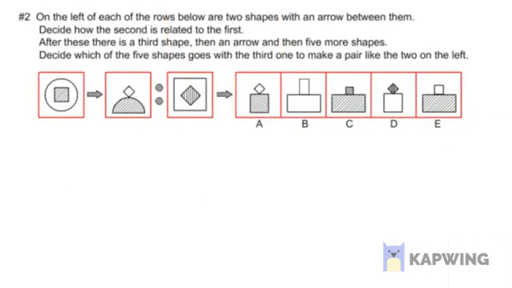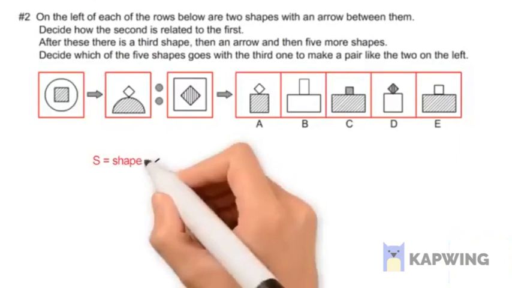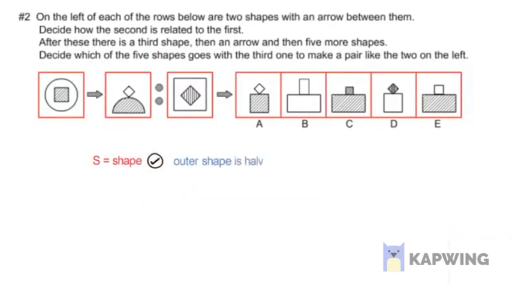Number 2. On the left of each of the rows below are 2 shapes with an arrow between them. Decide how the second is related to the first. After these, there is a third shape, then an arrow, and then 5 more shapes. Decide which of the 5 shapes goes with the third one to make a pair like the 2 on the left. S, Shape. Outer shape is halved.